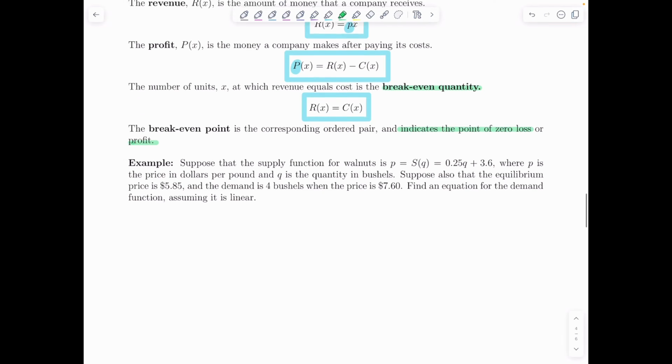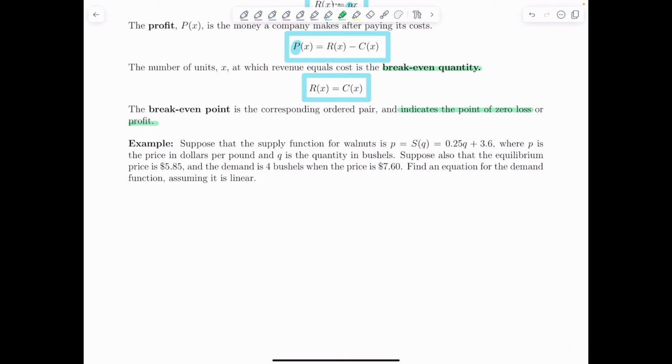So first one says, suppose that the supply function for walnuts is given by P, which is S of Q, equals 0.25Q plus 3.6. I would know it's a supply equation anyways because the slope on Q is positive. P is price in dollars per pound and Q is the quantity in bushels. Suppose also that the equilibrium price is $5.85 and the demand is 4 bushels when the price is $7.60. Find an equation for the demand function assuming it is linear.